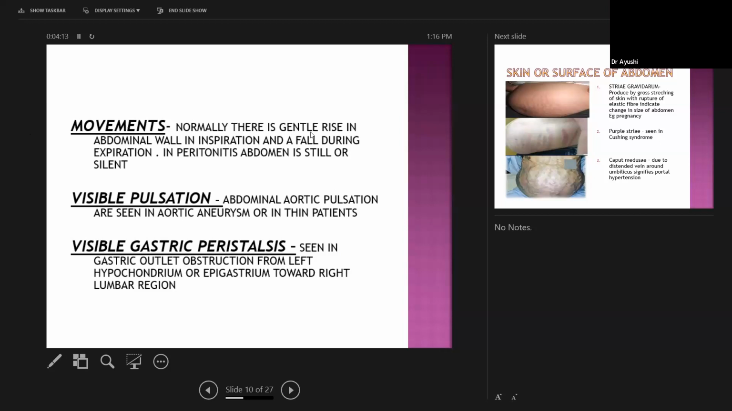Movements are a gentle rise in the abdominal wall in inspiration and fall during expiration. In peritonitis, the abdomen is also called a still or silent abdomen because there are no movements. Visible pulsation may be seen either normally in a very thin patient or in an abdominal aortic aneurysm patient. Visible gastric peristalsis is mainly seen in gastric outlet obstruction, from the left hypochondrium or epigastrium toward the right lumbar region.